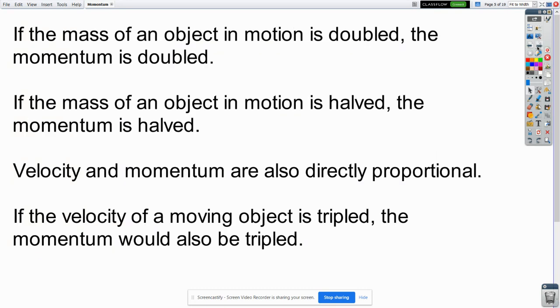If the mass of an object in motion is doubled, again, the momentum would be doubled. Directly proportional means they will change in the same way. If the mass of an object is halved, the momentum is also halved. So again, identical increases, identical decreases. Mass and momentum are directly proportional. Velocity and momentum are also directly proportional. If the velocity of a moving object is tripled, the momentum would be tripled. Again, that same idea, that identical change.